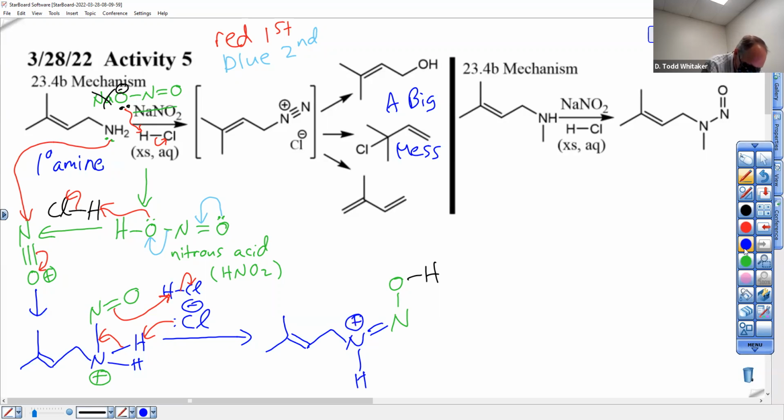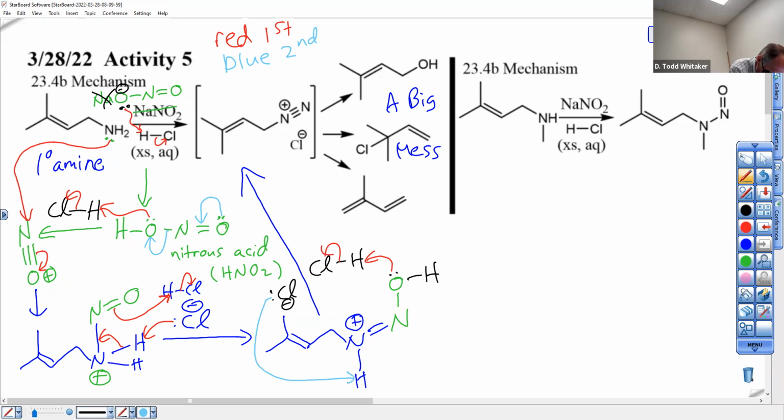Time to go into the box. Going into the box. You're going to need the same combination. The base to grab the H, HCl to provide an H. First step, better leaving group. Subsequent step, grab H. Sigma becomes pi. Leaving group leaves. And there you go.